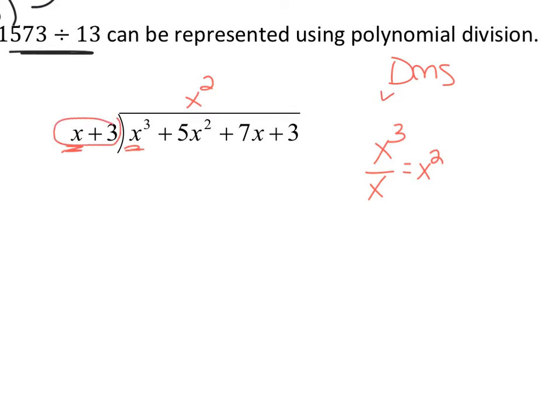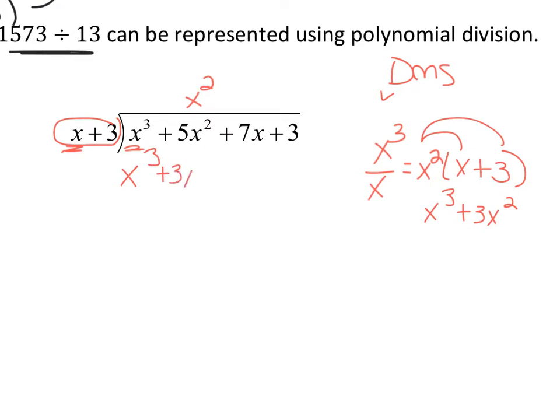So what I'm going to do is take x plus 3 and multiply it. Distribute this in, and that'll give me x to the third plus 3x squared. And that goes underneath this, lining up with the proper exponents, like terms.